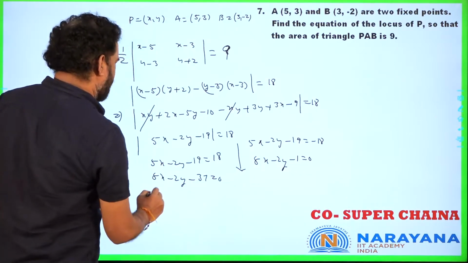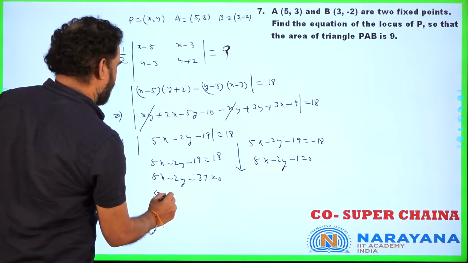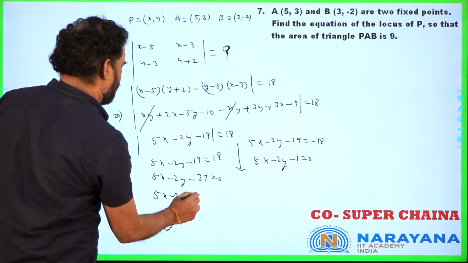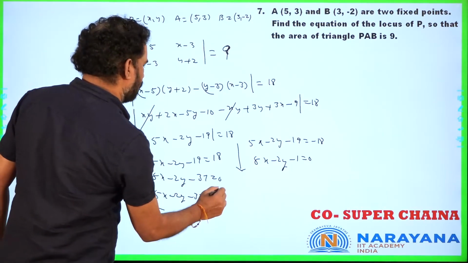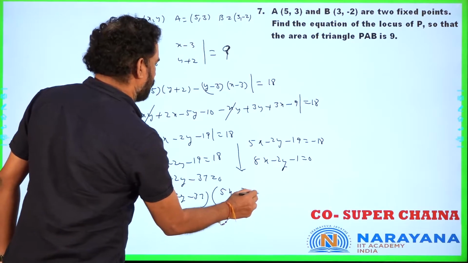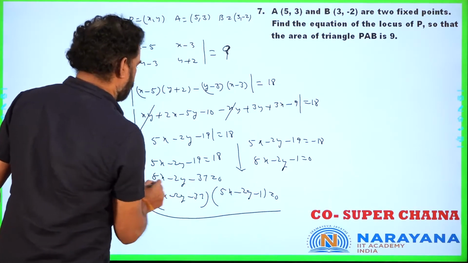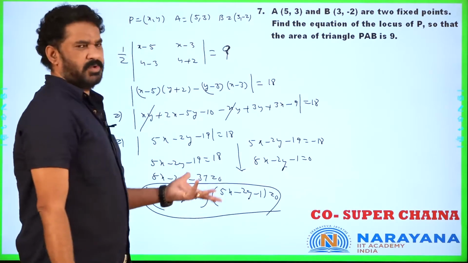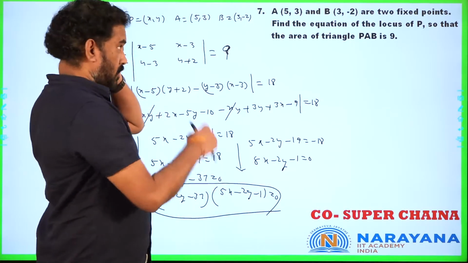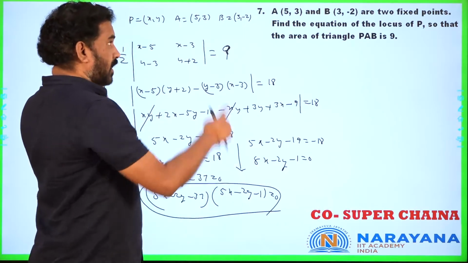So what is the final answer? The answer could be (5x minus 2y minus 37) into (5x minus 2y minus 1) equal to 0. This is the answer. Same process. Each of these we got two times, but it is important.